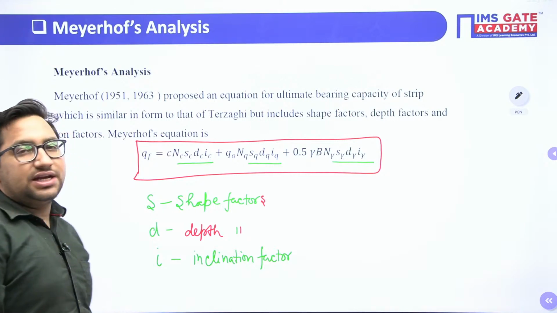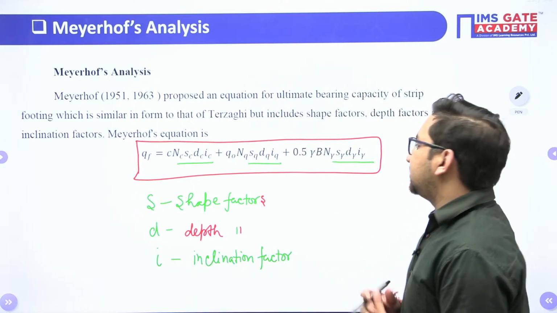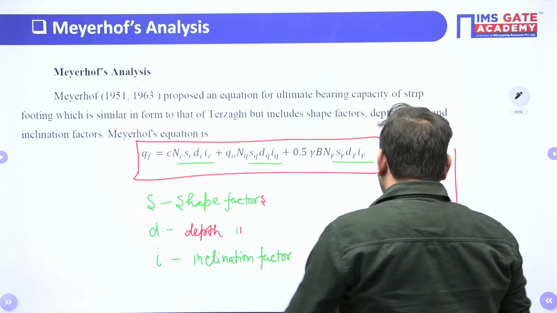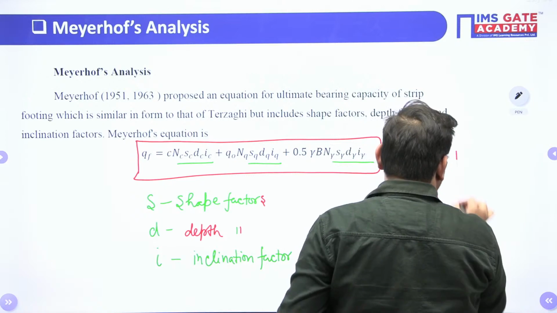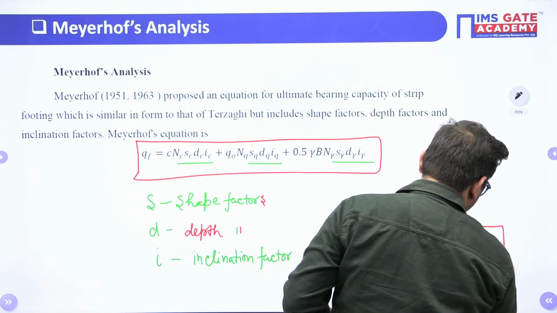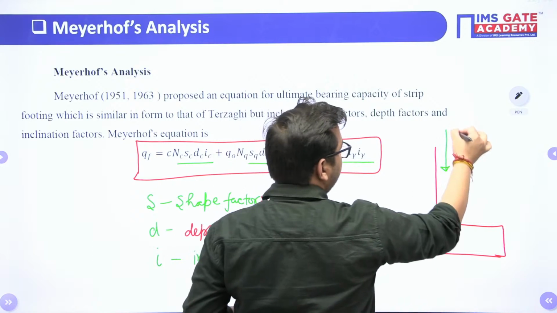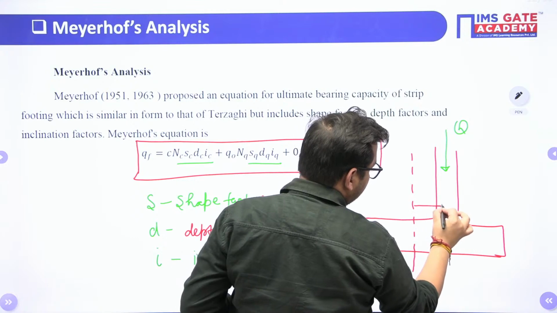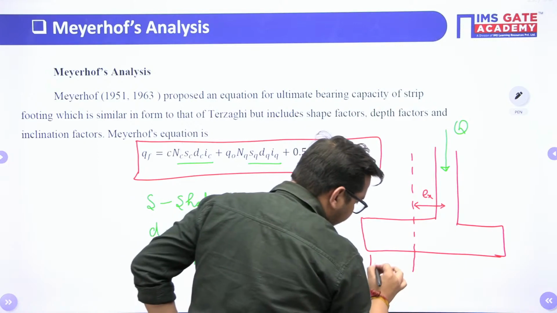I value is your inclination factor, right? Based on this Meyerhoff analysis, sometimes they can ask you a question on the eccentric loading. So this particular analysis also takes into account the eccentric loading. Let's suppose this is the particular foundation. It is having an eccentric loading. Let's suppose the eccentricity is E only in one direction. Let's suppose in x direction Ex, right? Let's suppose this is the width of foundation B.